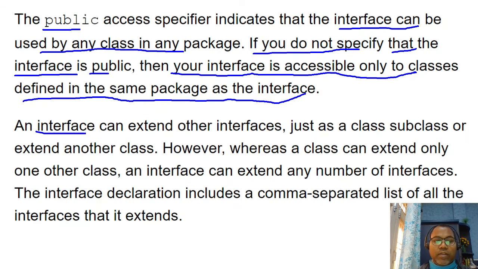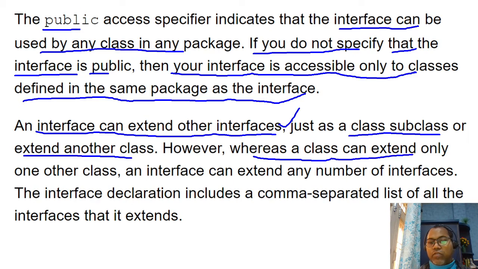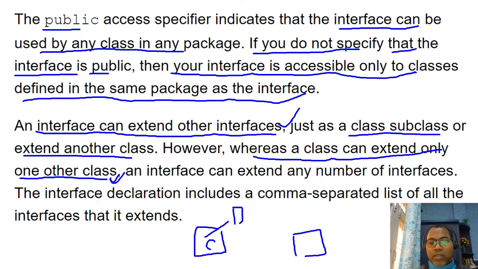As we explained, an interface can extend other interfaces, just like a subclass extends other classes. However, a class can extend only one other class. This is the restriction: if you have a class, it can extend only one class. But in the case of interfaces, one interface can extend another interface, which can extend another interface. Interface types support multiple inheritance, while classes support only single inheritance.